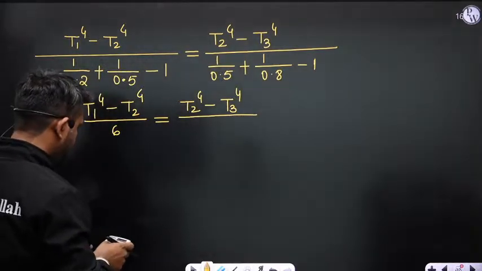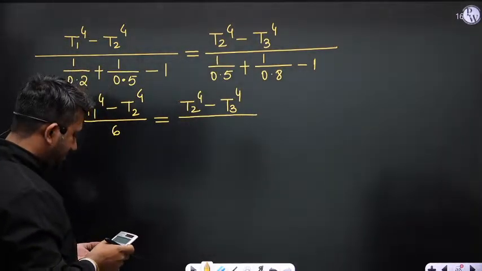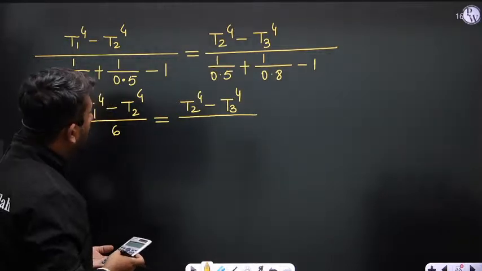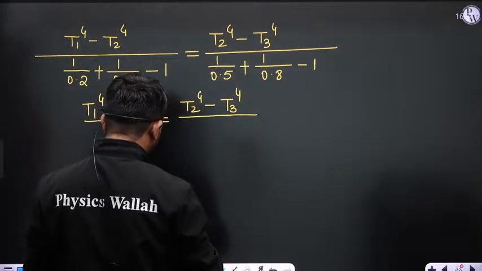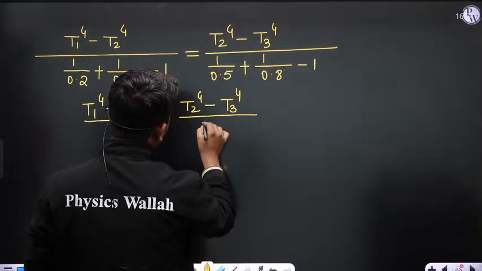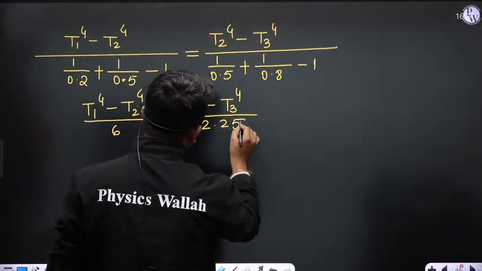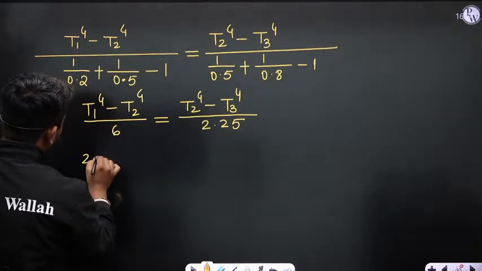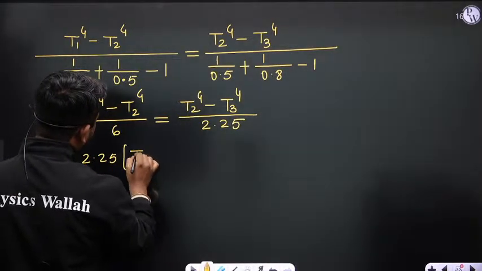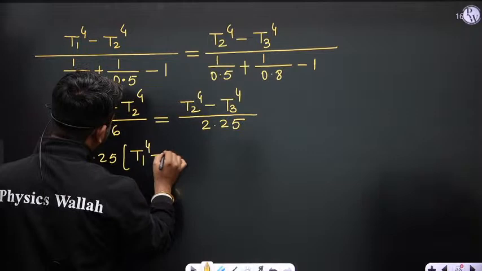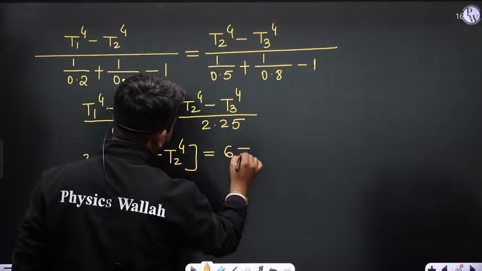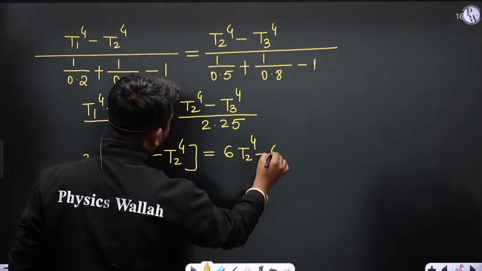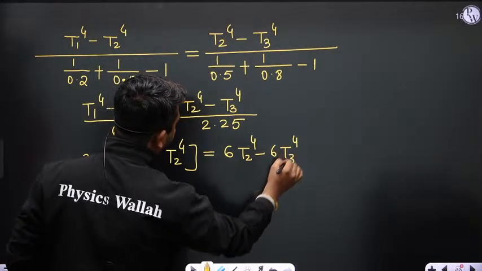1 by 0.8 plus 1 by 0.5 minus 1. So it comes 9 by 4. It is 2.25. Okay, so this is 2.25. T1 to the power 4 minus T2 to the power 4 is equal to, this is 6 T2 to the power 4 minus 6 T3 to the power 4.